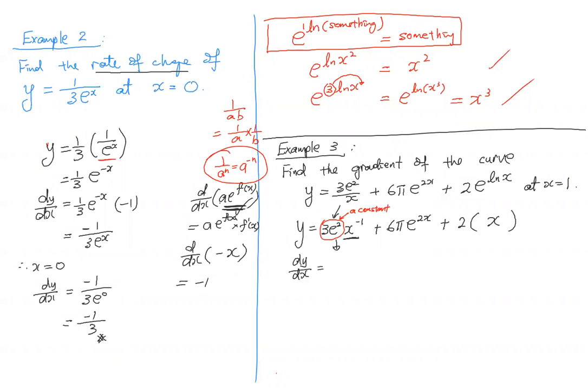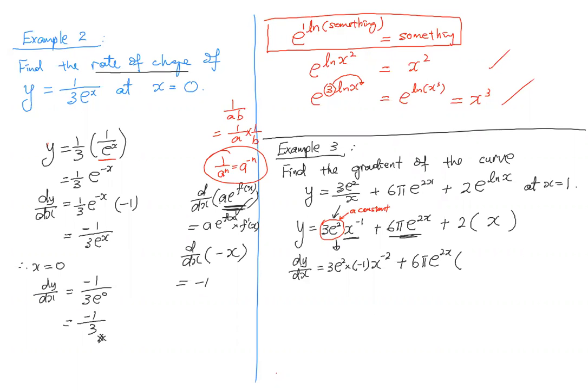So I have to use my power term. So please tell me the answer. -3. Multiply by the power. Then what am I going to do with the power? -1. So the answer? x^-2. Plus, okay, this is the exponential term. So what to do? I copy down everything.